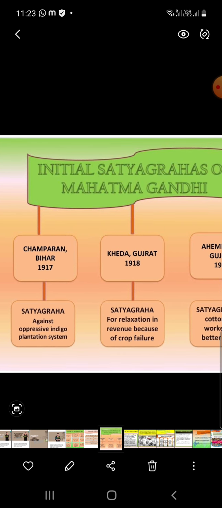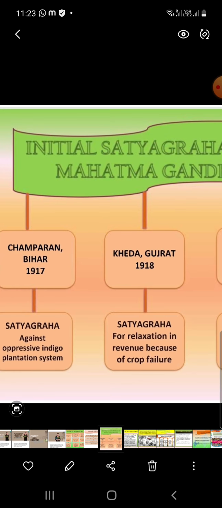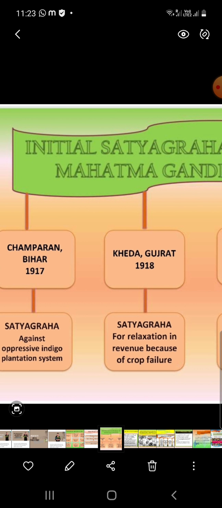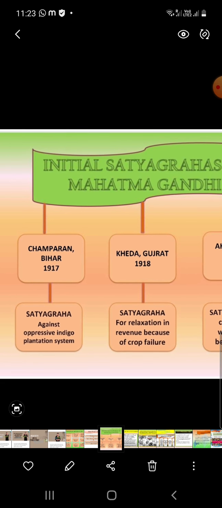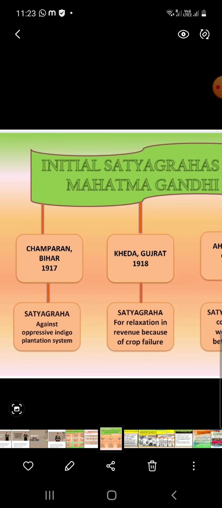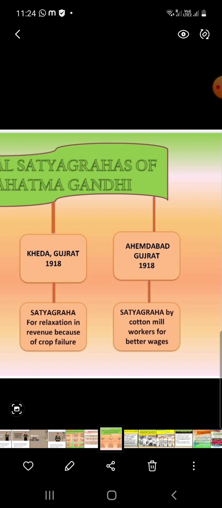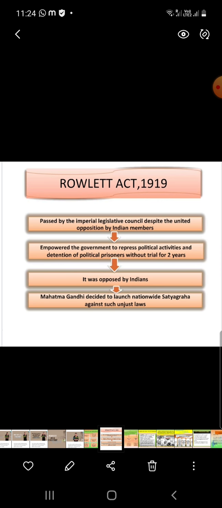Mahatma Gandhi started the Satyagraha movement against the oppressive indigo plantation system in 1917 in Champaran, in Kheda district in Gujarat in 1918, and in Ahmedabad, Gujarat, also in 1918, for the protection of cotton mill workers.